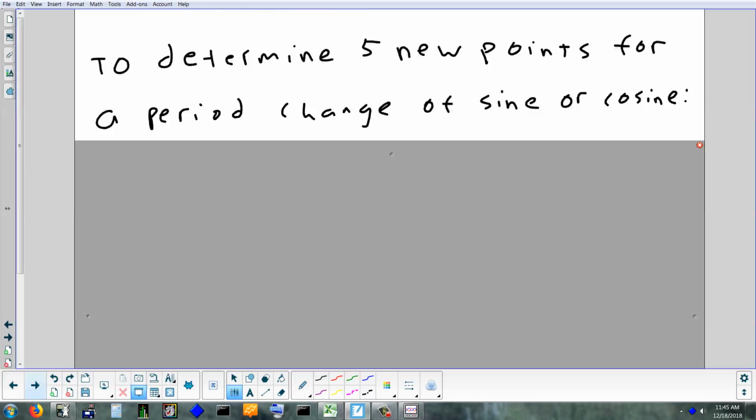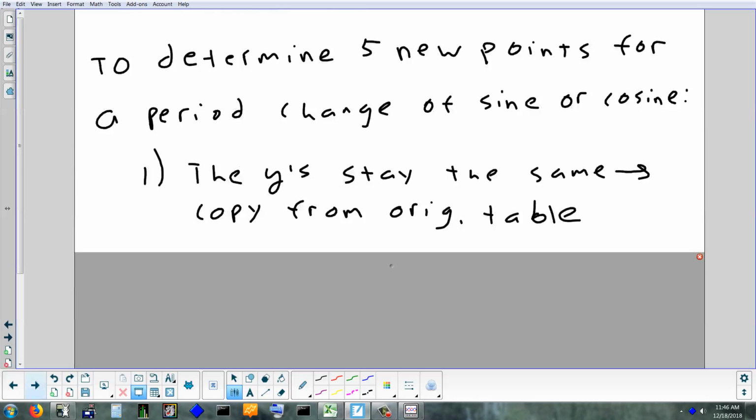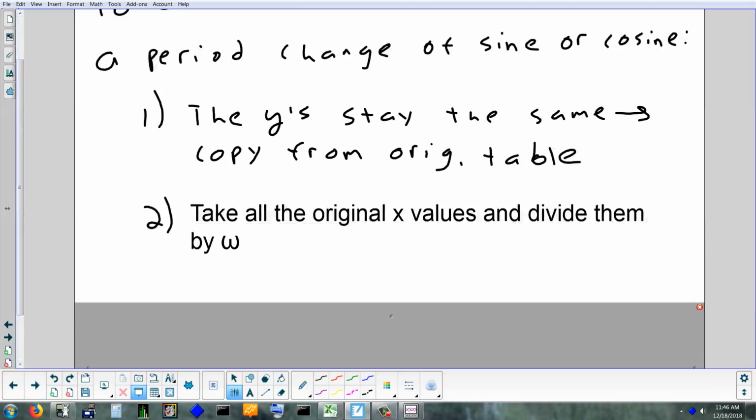All right, the last thing we got to look at is how do we graph it. So we've got our original table. We've got 5 points in the table. We're stretching and compressing horizontally. What values is that going to change? X's or Y's? It's going to change all the X's. So this time, the Y's stay the same. So copy those down from the original table. Now the X's are all going to change. The way you find your new X's is just take the old X's and divide by B.